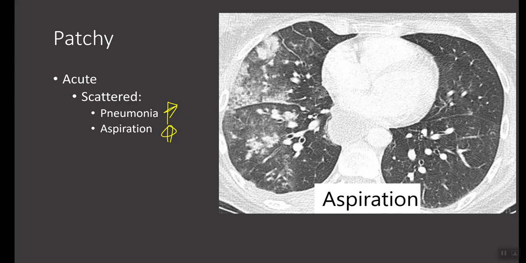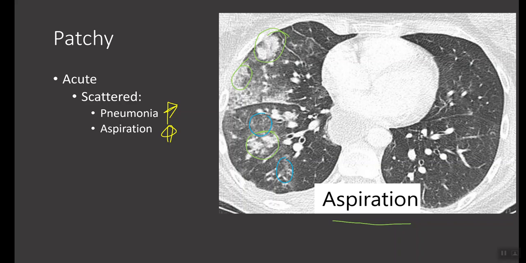This is actually a case of aspiration. And we can see that, again, there's patchy areas of consolidation within the lung. They're peribronchial in location. There's some adjacent ground glass opacities, which, again, we expect when we have kind of an acute inflammatory process like this. The alveoli are incompletely filled.